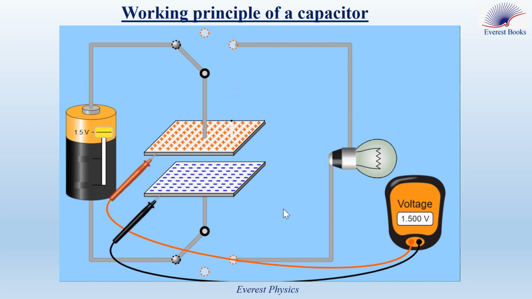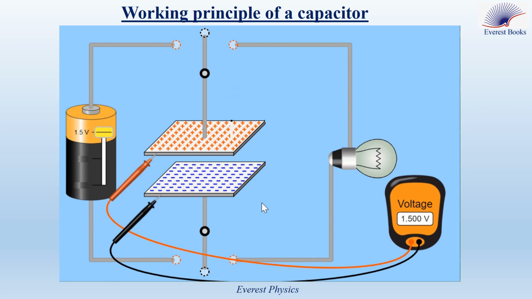Now observe what will happen when we disconnect the battery using this switch. We observe that the potential difference between the two plates remains 1.5 volts, and the charge on each plate doesn't change, because we have an insulating material between the two plates, so electrons cannot transfer through this insulating material. Now, the charged capacitor stores electric energy and acts as a small battery.